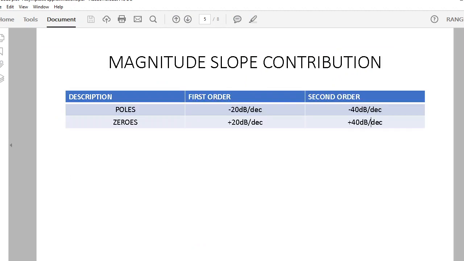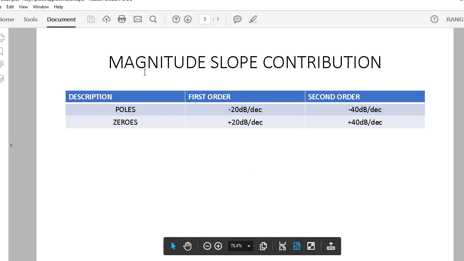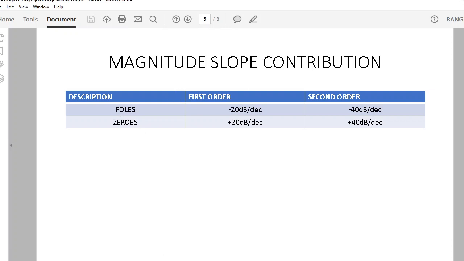So to answer that question, we have this very simple table that I've created. This is called the magnitude slope contribution, and you can see here poles, zeros, first order terms, second order terms. A pole, if it is first order, breaks at -20 decibels per decade. A zero, if it is first order, breaks at +20 decibels per decade. Now, if it's a pole which is second order, then it breaks at -40, that is twice the first order. And if it's a zero, it is +40 decibels per decade.